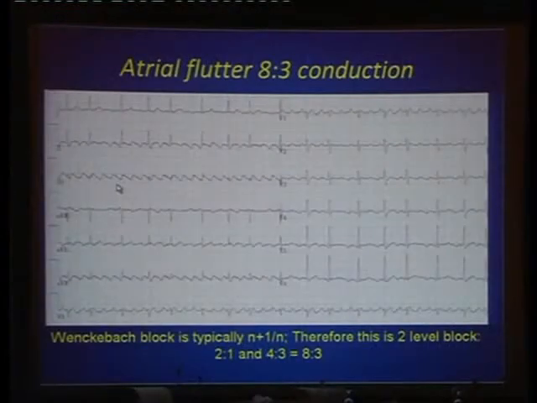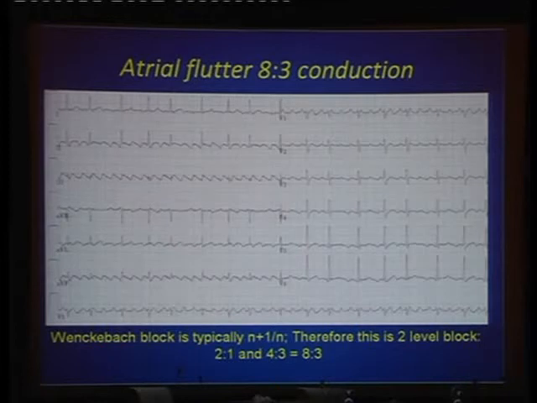And then we think, well, you know, Wenckebach is typically n+1 to n. So if you have 3 outputs, 1, 2, 3, pause, 1, 2, 3, pause, it would generally be 4 inputs to 3 outputs. That's a typical Wenckebach sequence. But here we have 8. So we've identified bi-level block, 2 to 1, 4 to 3. 2 to 1, 4 to 3 gives you 8 to 3. And this goes on forever.